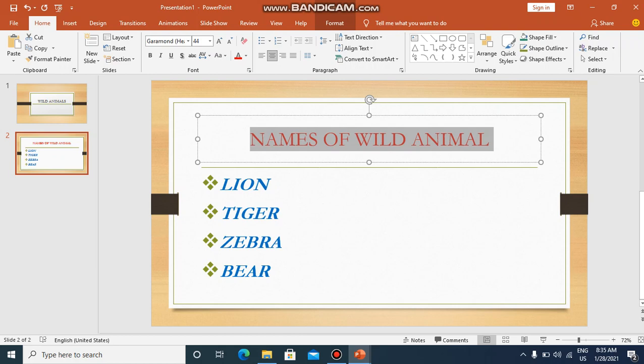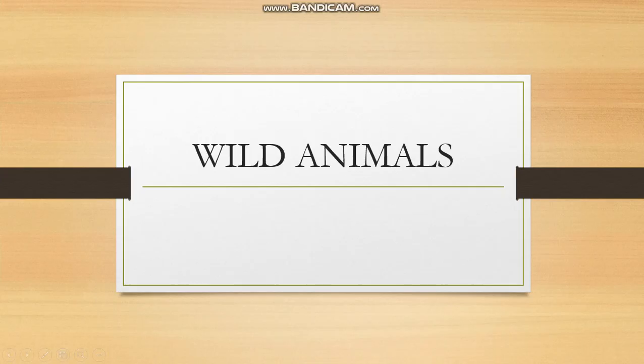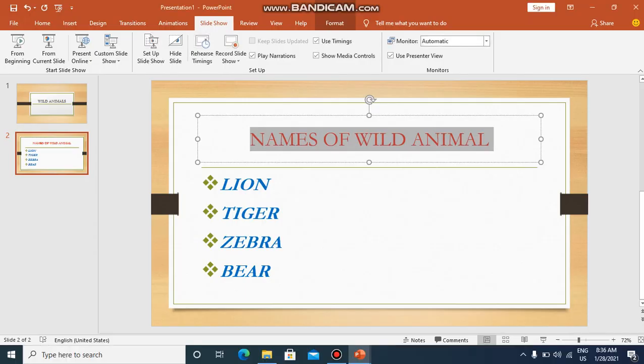Now, if you want to see the slideshow, where are you going to go? See, in the title bar, the Slide Show tab is there. When you click on Slide Show, just click From Beginning. See, in this way, you can do it.